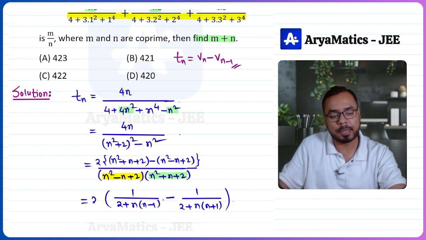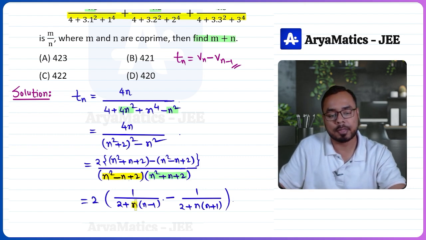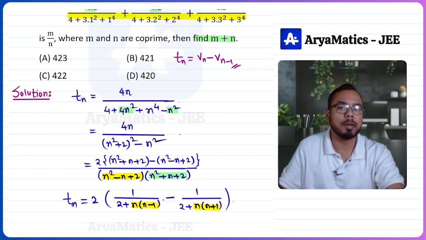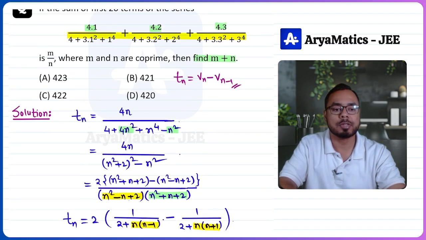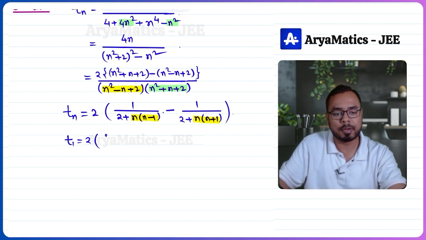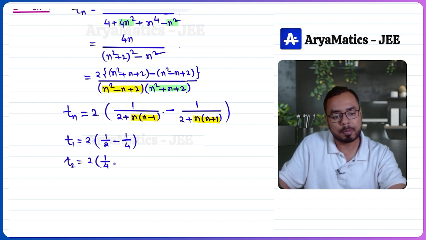So finally this is the general term Tn, and clearly you can see that these are two consecutive terms, because if in the first one, in place of n, I write n plus 1, then you will get the next term, right? So this is Tn as Vn minus 1. And now the question is, we need the sum of the first 20 terms. So T1 will be twice of, and in place of n if I write 1, it will be 1 by 2 minus 1 by 4. This is the first term. Similarly, the second one will be twice of, with n as 2, 4 minus 2, 2 into 3, 6 plus 2, that will be 8.